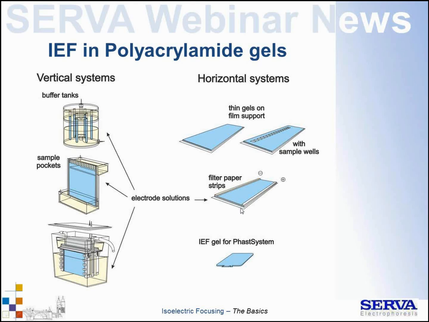Particularly, this is also necessary when you have a high urea concentration in the gel, to lock in the pH gradient, so the Carrier Ampholytes will not leave the gel during focusing. And the isoelectric focusing in the fast system is always done without filter paper strips. This is a system from the company Pharmacia.